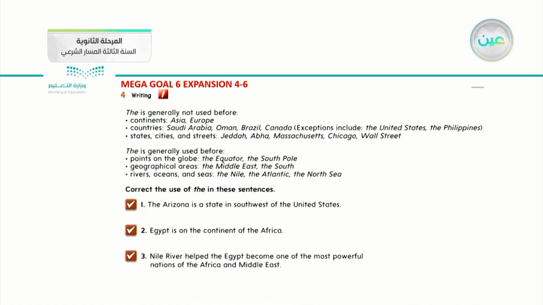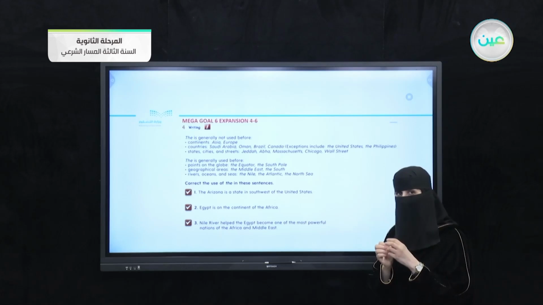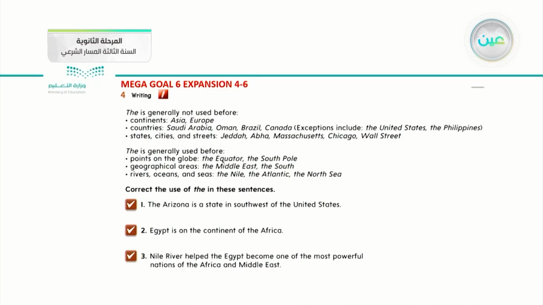Number 2, countries. Saudi Arabia, Oman, Brazil, Canada, but there are some exceptions. What do I mean by exceptions? For these exceptions, we can use "the" with them, as in the United States, the Philippines, and so on. Cities and states, cities and streets: Jeddah, Abha, Massachusetts, Chicago, and Wall Street. All of these, we can't use "the" before. And there are some exceptions also, as with lakes and mountains. For a group of lakes, such as the Great Lakes, we can use "the" with it. And if we want to talk about a famous mountain such as Alps mountain, we can't use "the" with it.